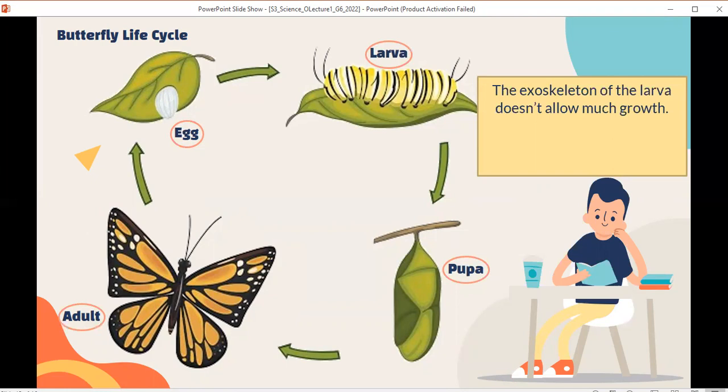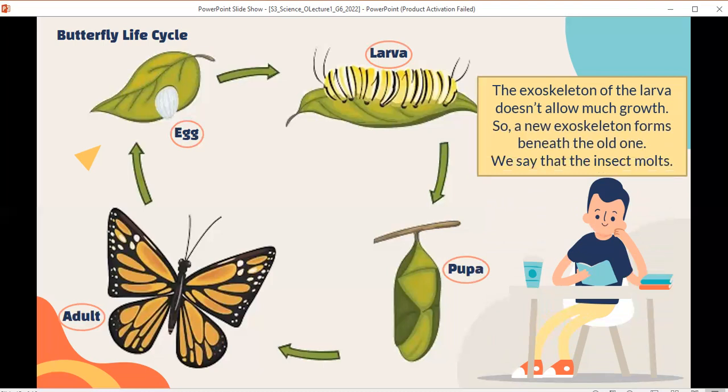Okay, let's think of our clothes. Do clothes grow with us when we grow? No, they don't. So we need to buy new clothes each time we grow in size, right? This is what insects do. They remove the old exoskeleton and they grow a new one. That's what we call molting.